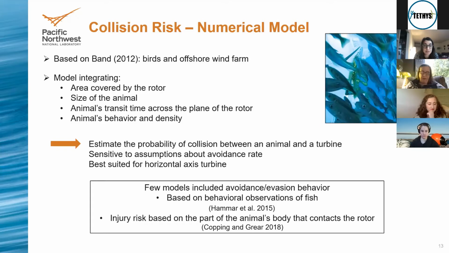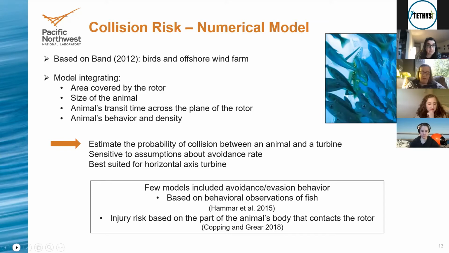It is also sensitive to assumption about avoidance rate, and it's best suited for horizontal axis turbine. There are really few models that include the avoidance or evasion behavior. And in some studies, this behavior is based on behavioral observation of fish. So this is an Amar et al. study. Or there is also some behavior based on the injury risk that is based on the part of the animal's body that contacts the rotor. So this is a Koping-Ingrier study.